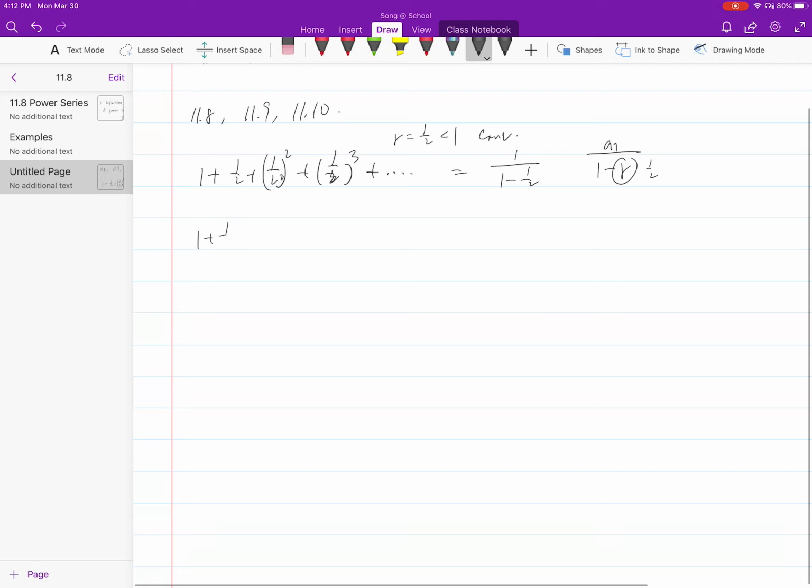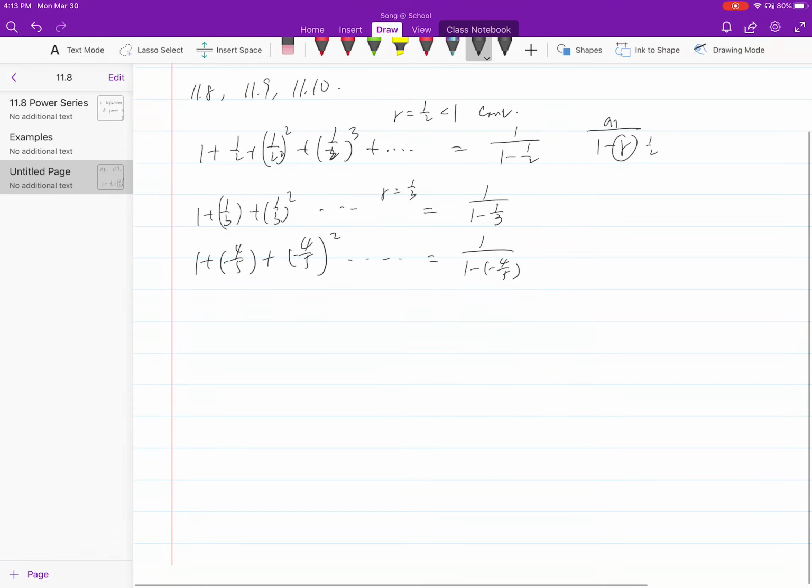Similarly, we can do this. 1 plus 1/3 plus 1/3 squared, dot, dot, dot. R equals 1/3. The sum is going to be 1 over 1 minus 1/3. From here, we can see the pattern, right? Let's try some more numbers. 1 plus 4/5 plus (4/5) squared. I can even put a negative here. Dot, dot, dot. It's going to be 1 over 1 minus 4/5.